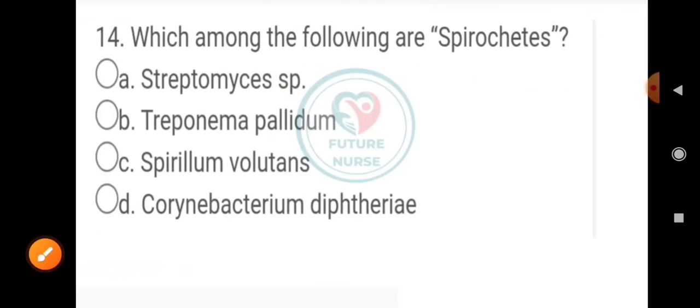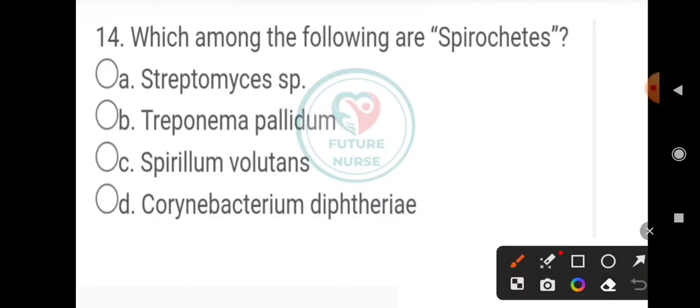Which among the following are spirochetes? Options: Streptomyces, Treponema pallidum, Spirillum volitans, Corynebacterium diphtheriae. So the correct option is Treponema pallidum.